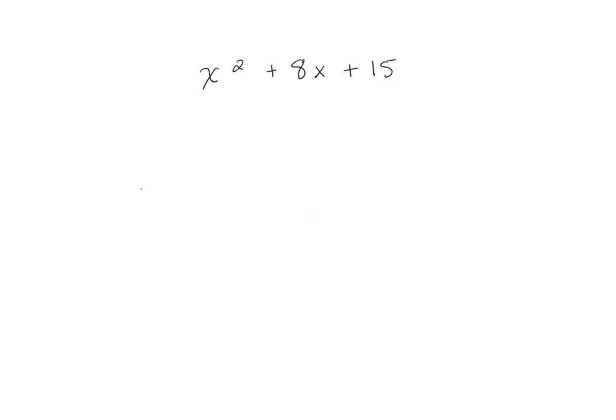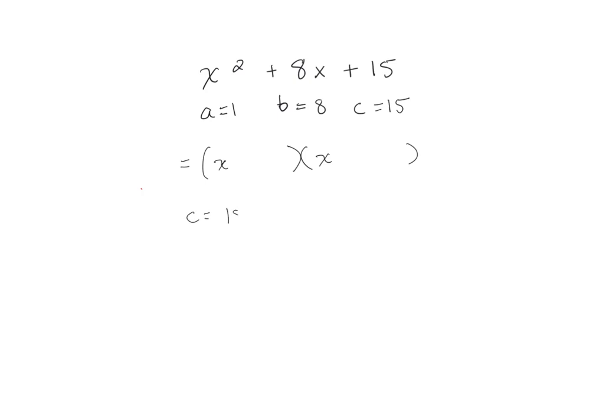Okay, here's another example. Do you remember step 1? Step 1 is always the same. What does a equal? What does b equal? What does c equal? A is equal to 1. B is equal to 8. And c is equal to 15. Now, I know when a is equal to 1, I'm going to get two binomials with an x here and an x here.